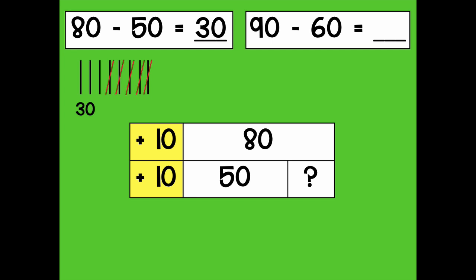So let's model that. I had 8 tens on my picture there. Let's add in one more 10. Well, I subtracted 5 tens before, but my new problem is subtracting 60, so I need to subtract one more 10. So how many tens do I have left? 3 tens, so I still have 30 left. So now for this new problem, my unknown is 30.